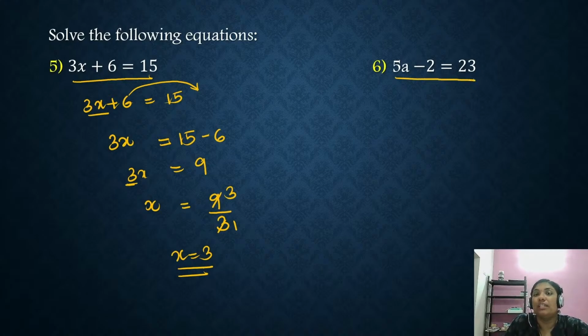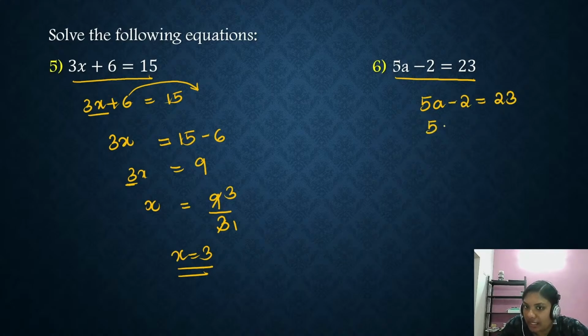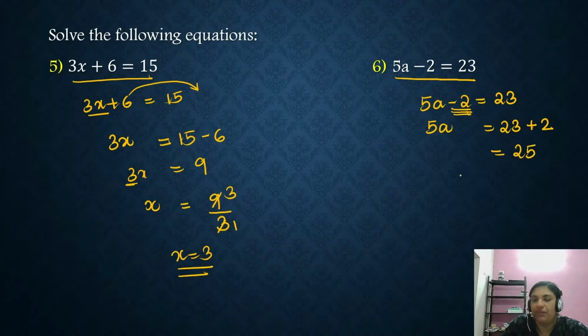5a minus 2 is equal to 23. Let's write the equation. 5a minus 2 is equal to 23. Let's keep the variable term over here, 5a. Now 23 is already in RHS. Now what will happen to this minus 2? It will become plus 2. Okay. So 23 plus 2 is 25.